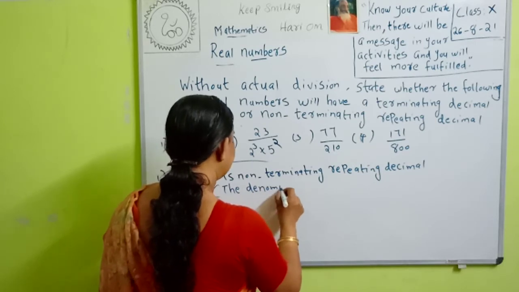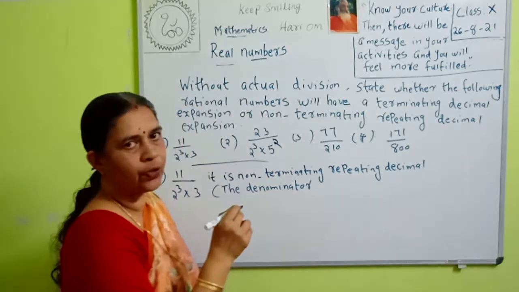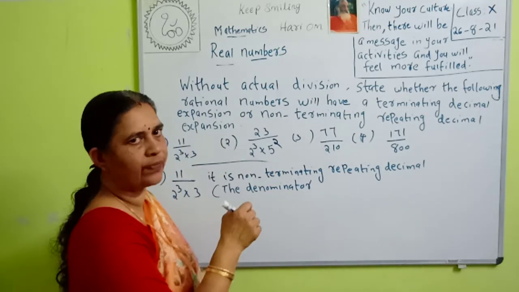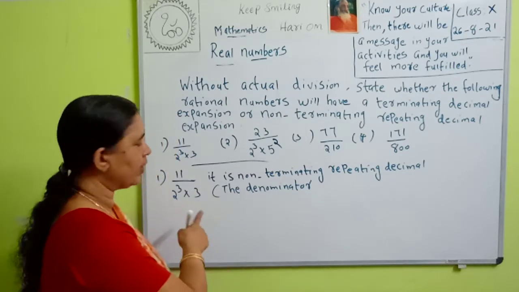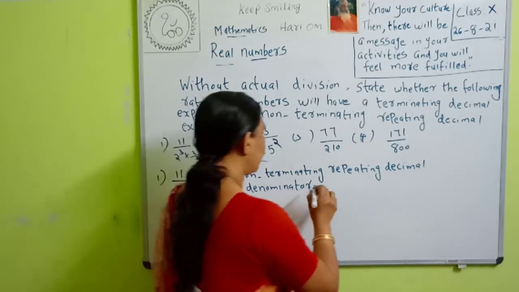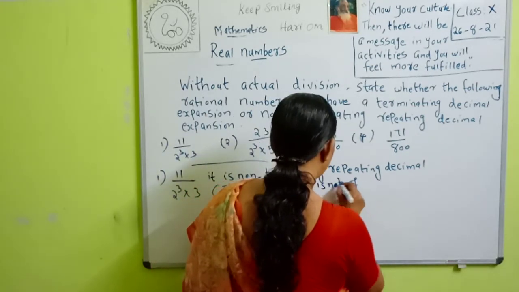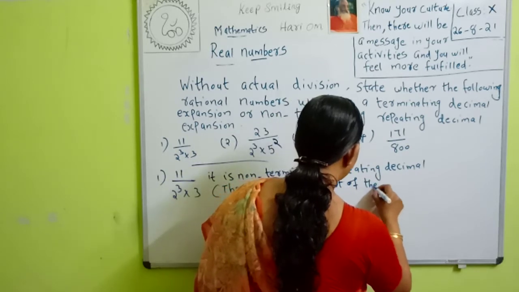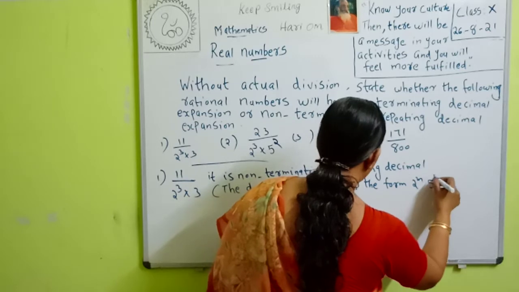The denominator, that is q. If p by q, if q is of the form 2 raised to m, 5 raised to n, then it is terminating. Here the denominator is 2 cube into 3, so the denominator is not of the form 2 raised to m, 5 raised to n.